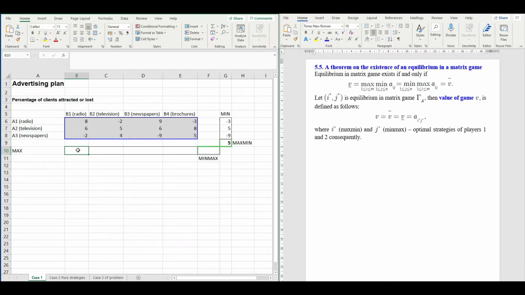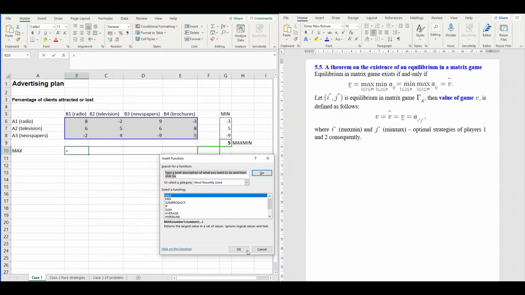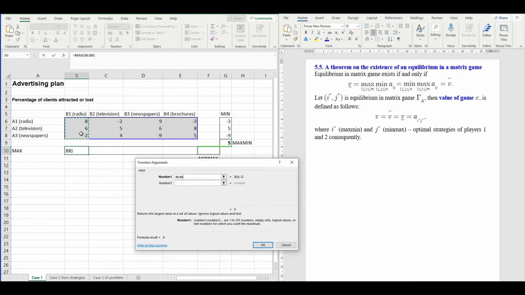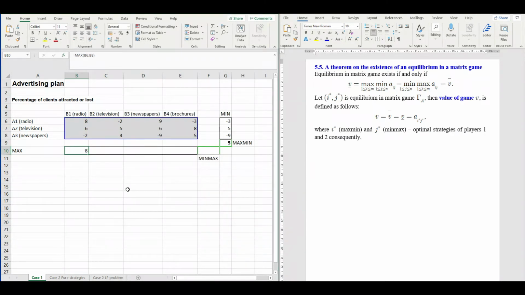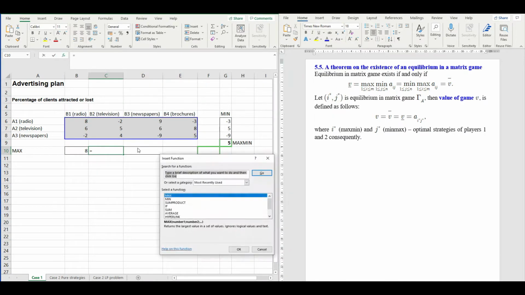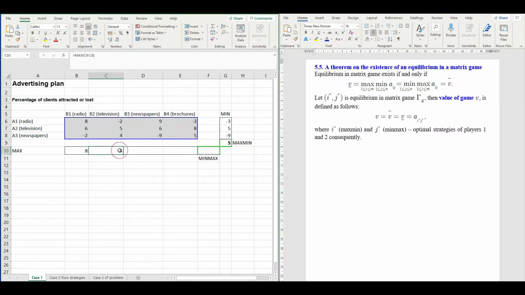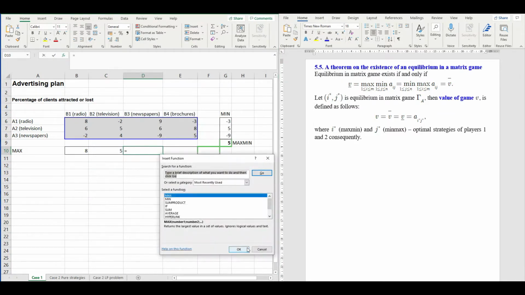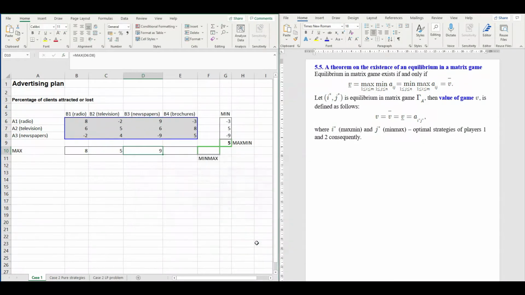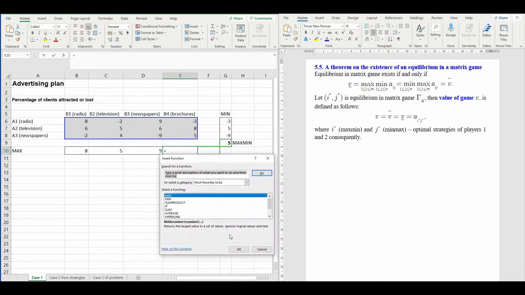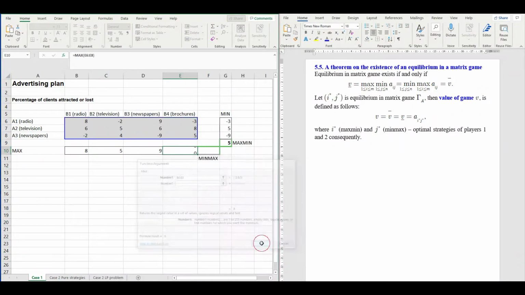Let us start with the first pure strategy of the second player, radio, and the maximum value of his loss for this strategy we will find in the cell B10. For this reason let us choose the function max, and we find the maximum value of the first column. It is 8. We do the same for the second column, and the maximum is 5. Also we find the maximum for the third column, and the maximum loss of the second player is 9. And also we consider the last column, and the maximum loss of the second player here is 8.